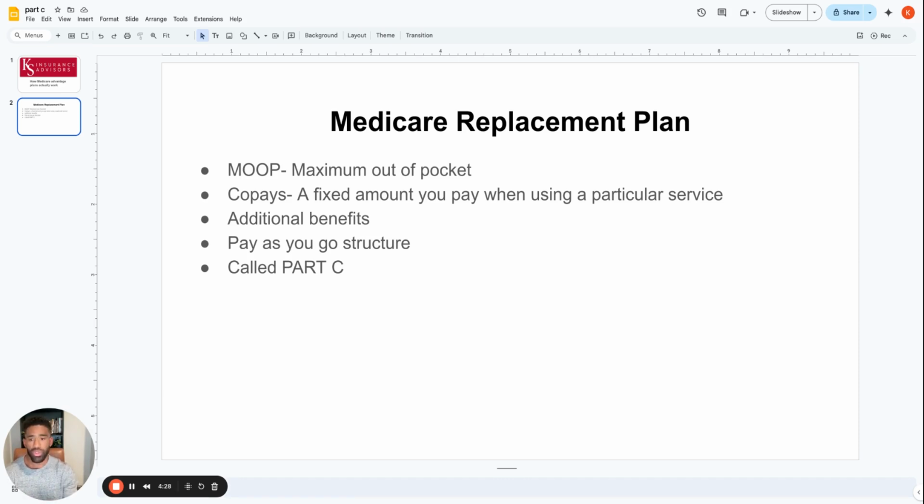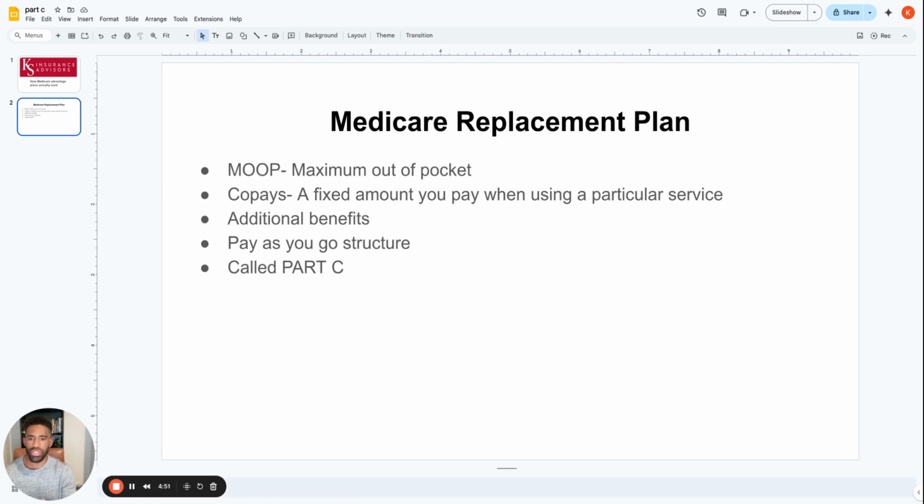If you don't use any services, let's just say you're healthy and you don't go to your doctor or you don't get any scans or MRIs, then maybe a Medicare Advantage plan is a good option for you because you're not using the services. So you're not going to pay anything when it comes to using your plan on a monthly basis. You're not going to spend any money because you're only required to pay your Part B premium, right?